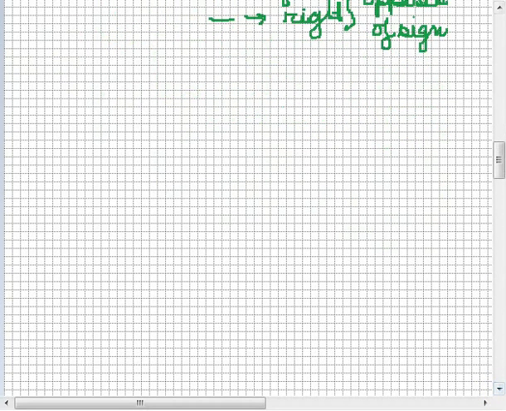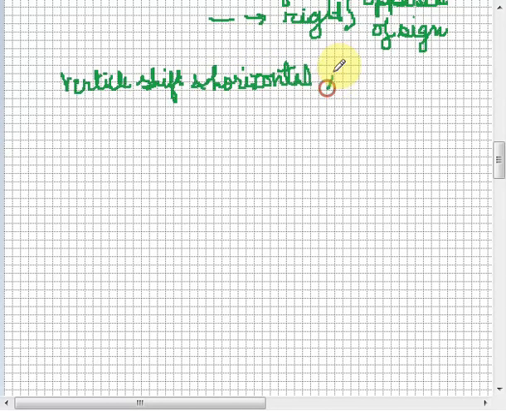Now we will take it further. We have already taken vertical shift and horizontal shift. We have already talked about those graphs. Now I will explain reflections. Reflection about the x-axis.